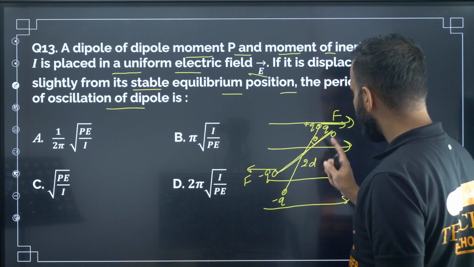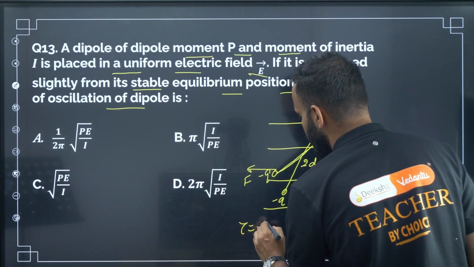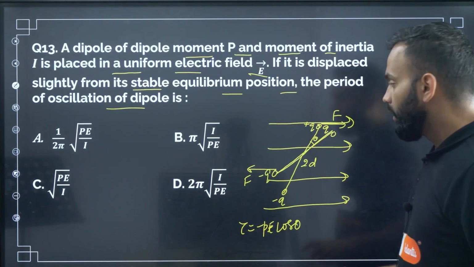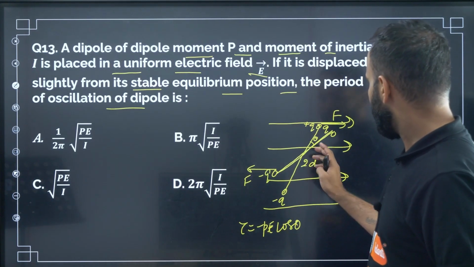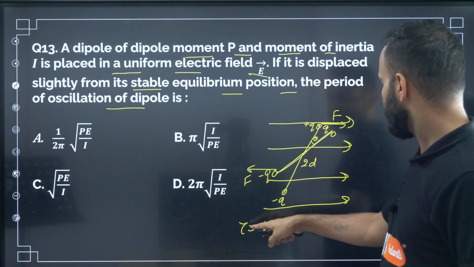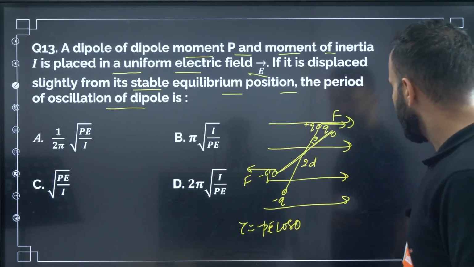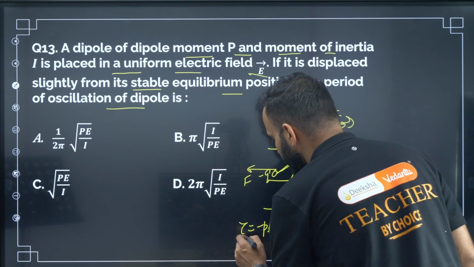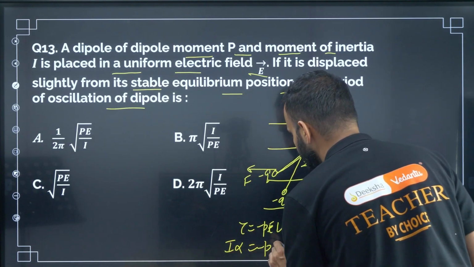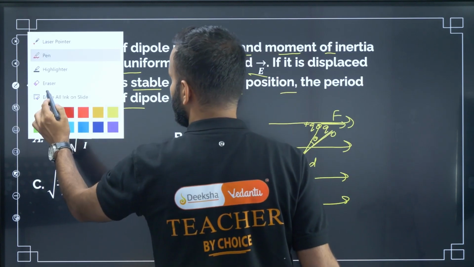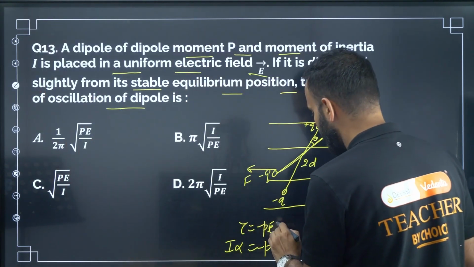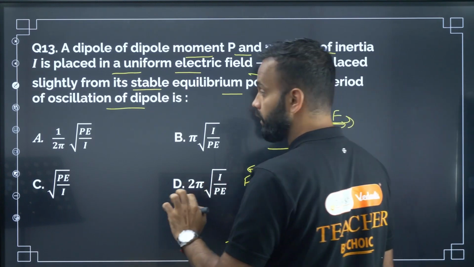So what is the torque acting on this dipole? The torque acting on this dipole is minus PE cos theta. Why am I writing minus here? Because here I am considering the anti-clockwise torque, right? The clockwise torque. So torque tau equal to minus PE cos theta. And we also know that torque tau equal to I into alpha, which is equal to minus PE. Sorry, this is minus PE sin theta, not cos theta. I'm really sorry. Minus PE sin theta, not cos theta.